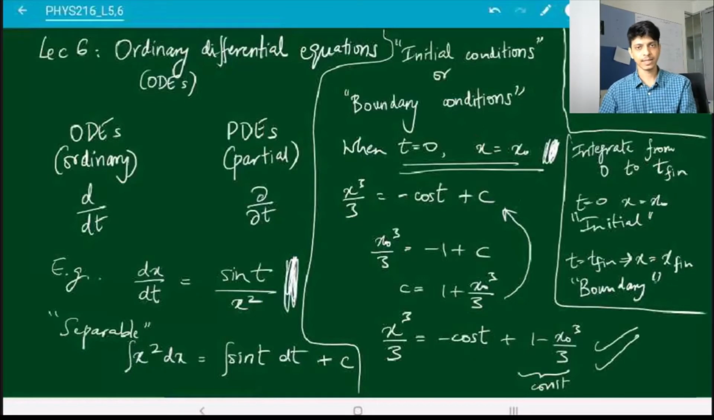So we look at both of these cases. We look at cases where it's an initial value, an initial condition problem, as well as when it's a boundary condition problem where you are specifying it at either end. Okay.